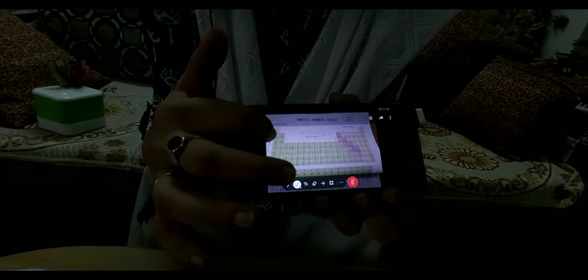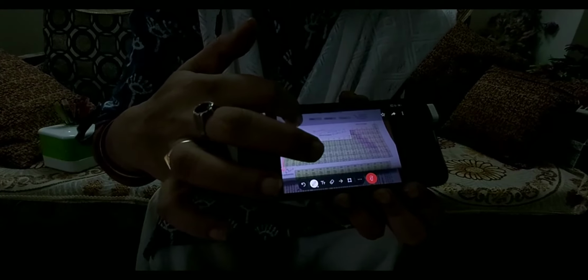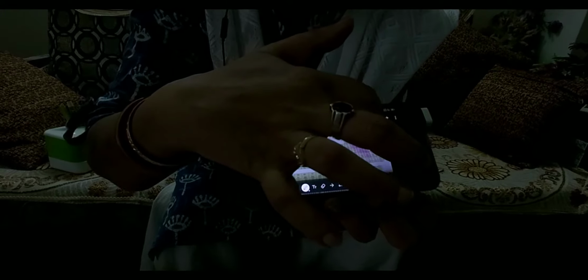Now if you look at the periodic table, you'll see that we always move from top to bottom in a group, and we always move from left to right in a period.